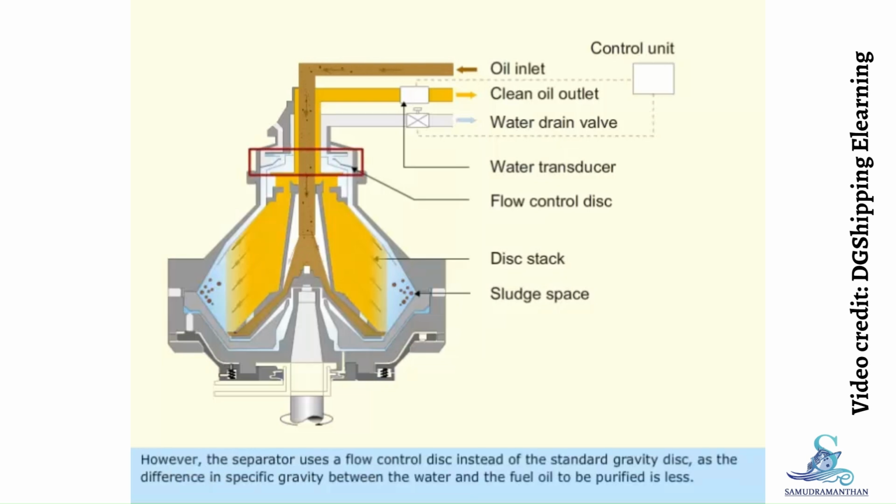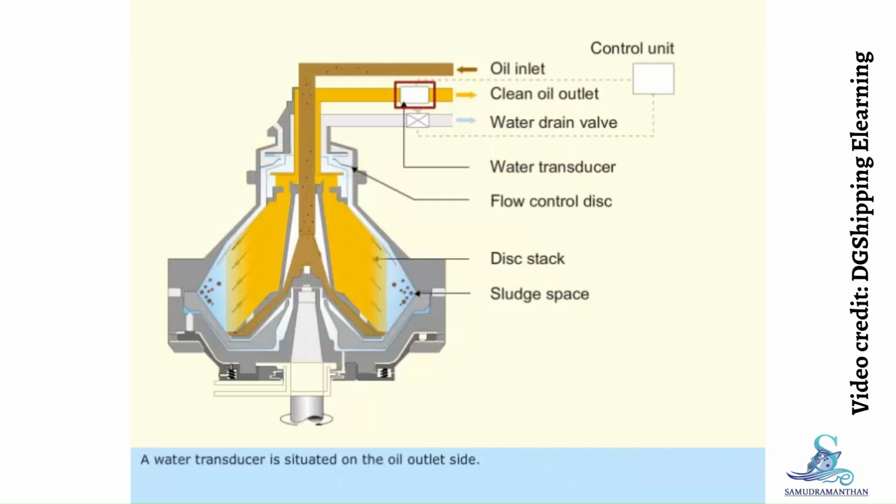However, the separator uses a flow control disc instead of the standard gravity disc, as the difference in specific gravity between the water and the fuel oil to be purified is less. A water transducer is situated on the oil outlet side. It senses the water content and activates the control unit.